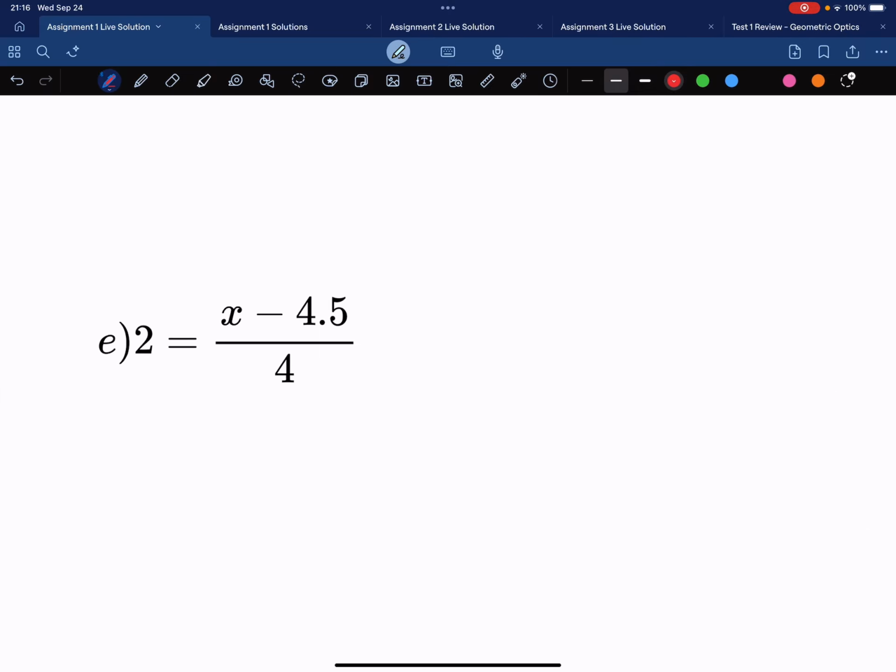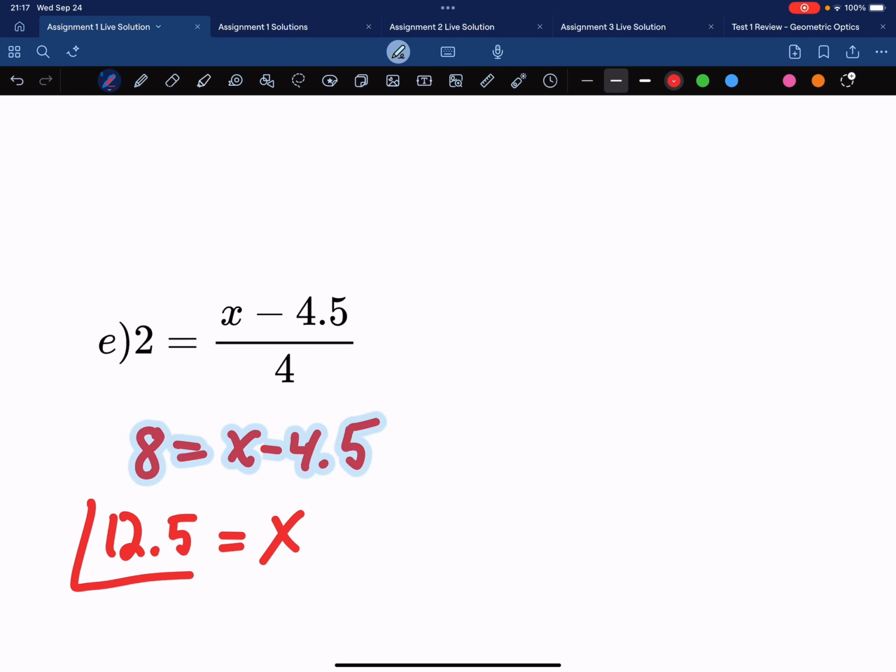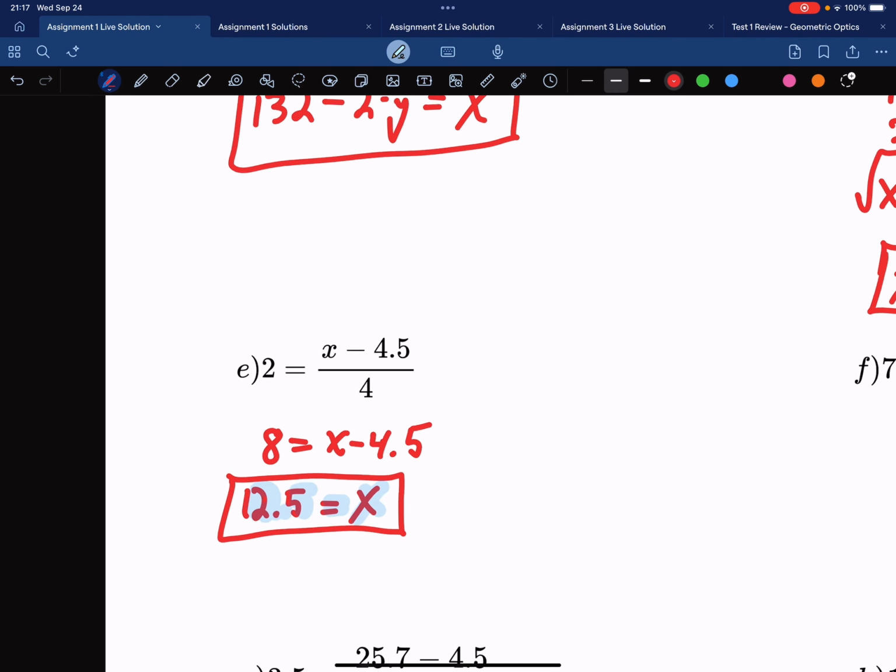And 1e, I'm going to start by multiplying everything by positive 4 here. And that will give me 8 on the left, and x minus 4.5 on the right. I'm going to add 4.5 to everything, and that will give me 12.5 equals x. That's our answer there.